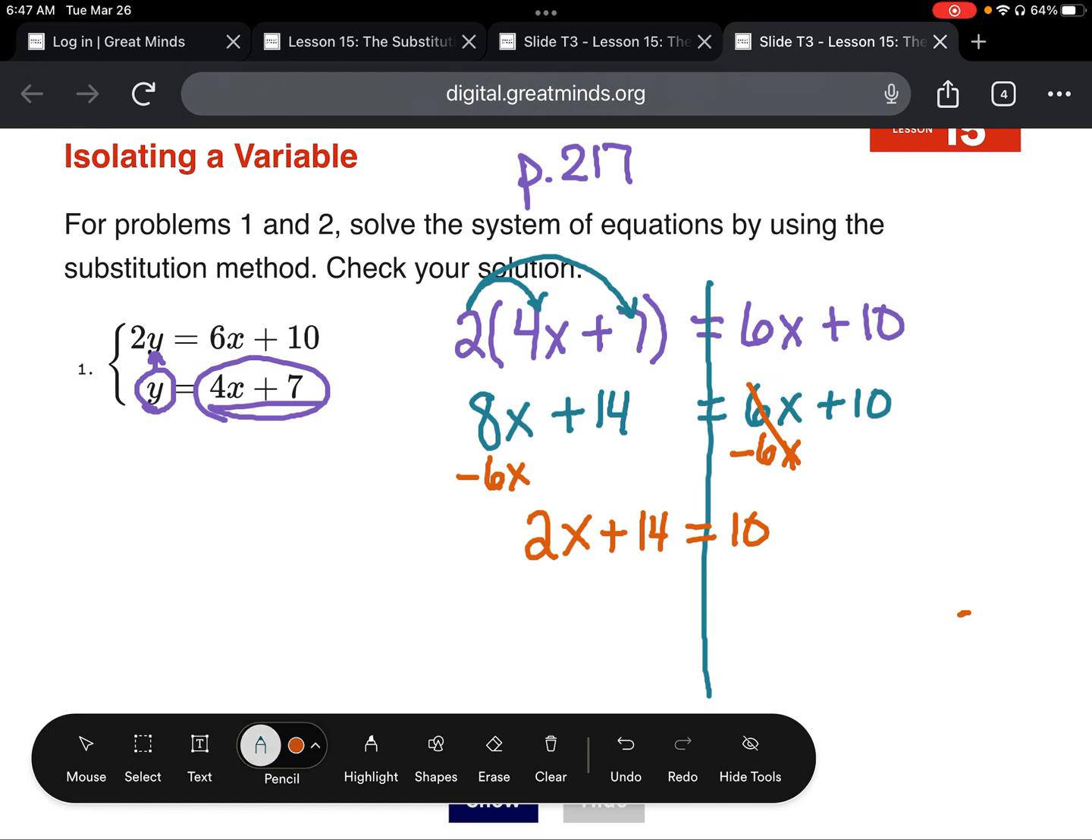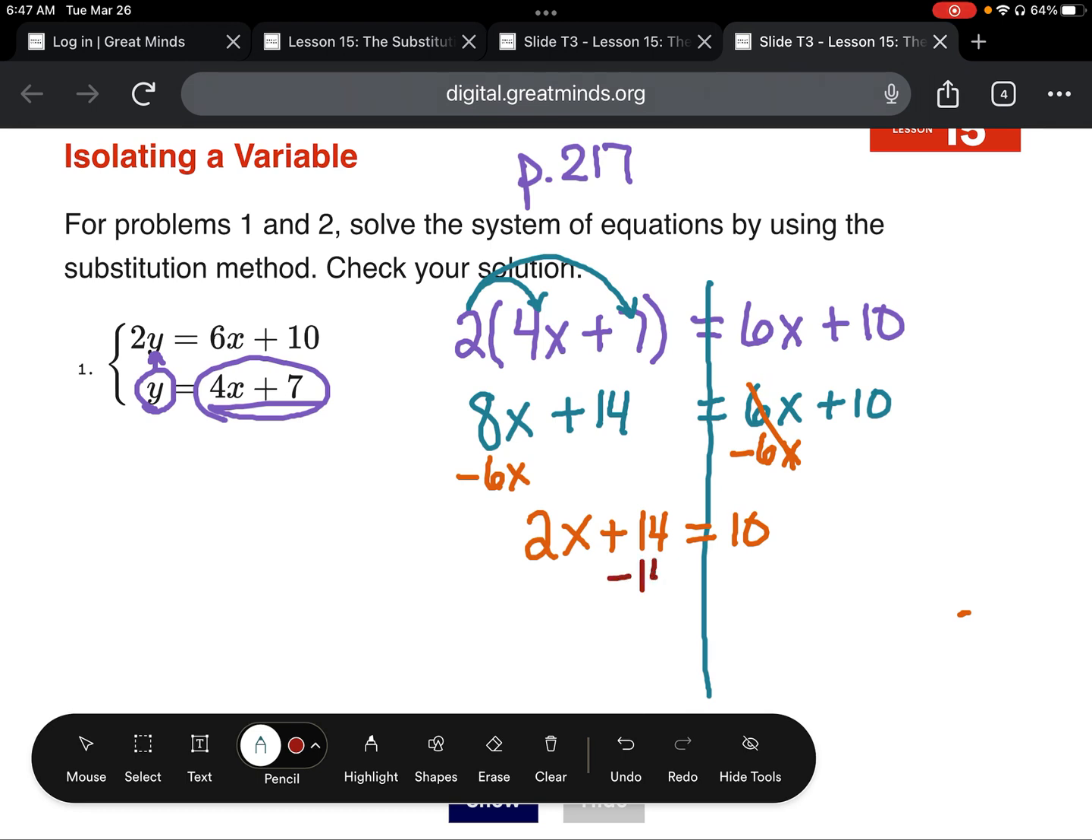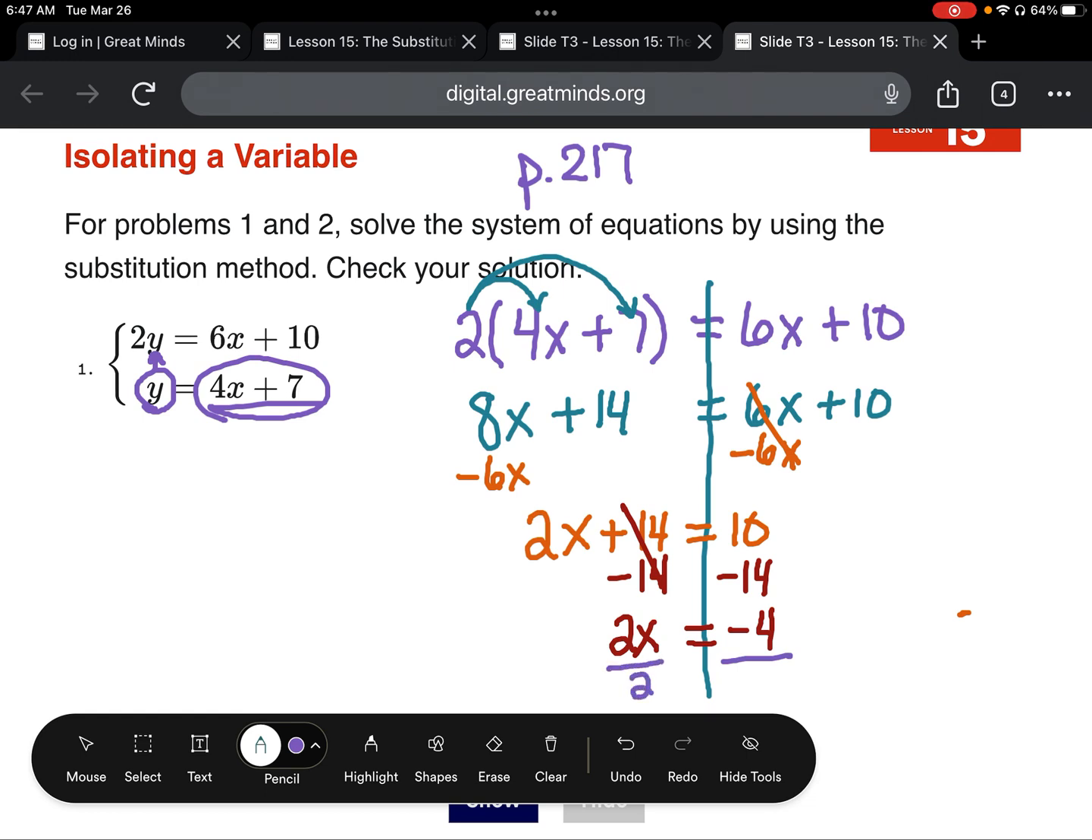Now my goal is to get x alone, so I'm going to start removing things that are, step 5, added or subtracted to or from the x, and that is 14. Leaves me with 2x on the left, and 10 minus 14 is negative 4. My last step, hopefully we're super good at this by now, is to divide both sides by 2 to get that x alone. And I'm left with x equals negative 2.